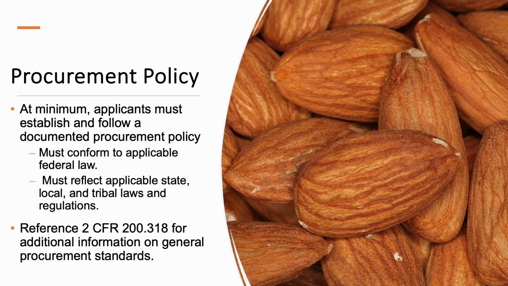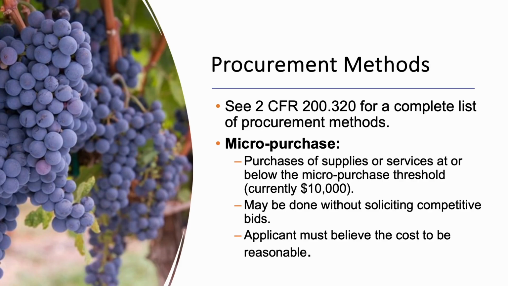As a minimum requirement, applicants must establish and follow a documented procurement policy. This policy must conform to applicable federal law and reflect applicable state, local, tribal laws and regulations. Please reference 2 CFR 200, Section 318 for additional information on general procurement standards.